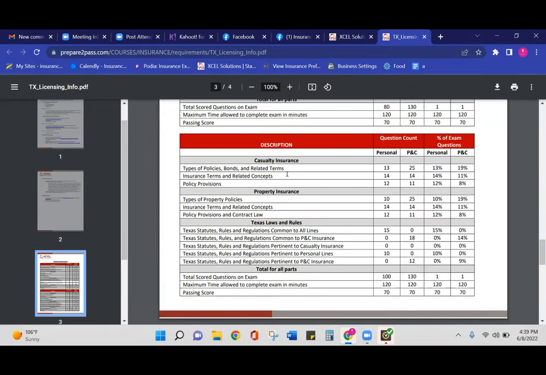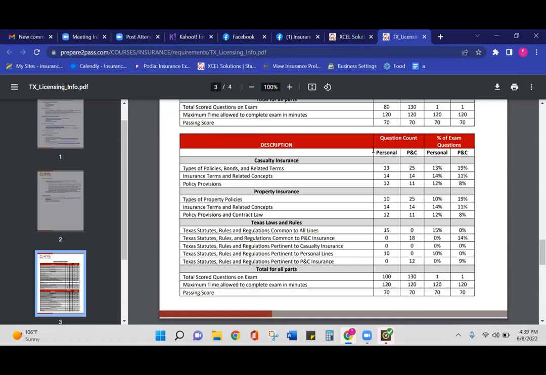So I'm going to scroll here. So we see this is the casualty exam, property exam, and so it breaks it down. And then over here is where it shows you on this side right here. It shows you how many are on the exact exam. So this is the personal lines exam and the P&C exam. And this shows you the number of questions and this shows you the percent. It's not different. It's just showing you. I looked at question count because that makes more sense to me. Like how many questions are coming from this chapter?